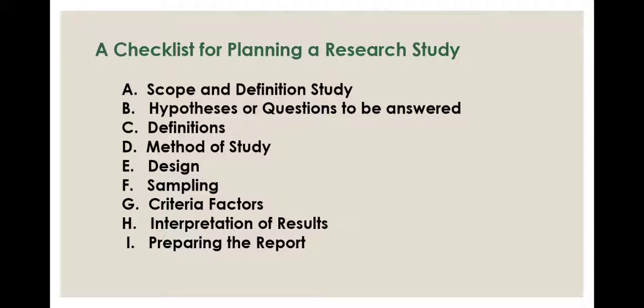A checklist for planning a research study. So this is important in conducting a research study. A. Scope and definition of the study. B. Hypothesis or questions to be answered. C. Definitions. D. Method of study. E. Design. F. Sampling. G. Criteria factors. And H. Interpretation of results. And lastly, preparing the report.